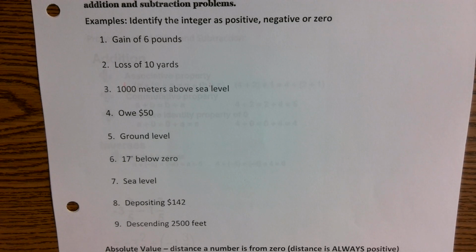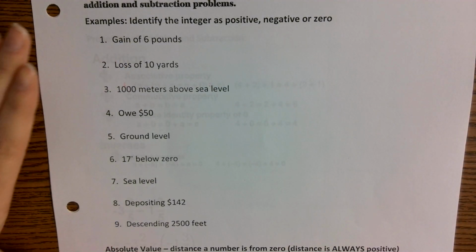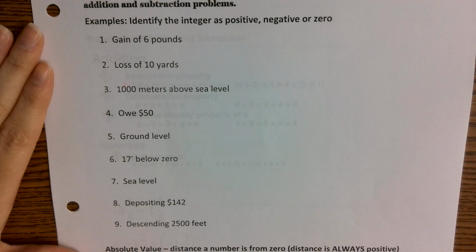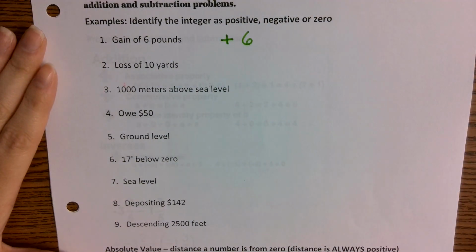Just indicate it as positive, negative, or zero. All right, let's go through them real quick. If we gain 6 pounds, is that positive, negative, or zero? Just shout it out. Positive. Okay, that would be a positive 6. Our weight went up 6 pounds.